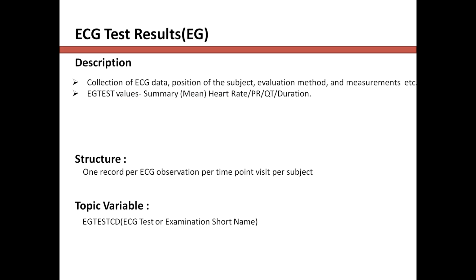Another domain in the findings is ECG test results, called the EG domain. It describes the collection of all ECG data, the position of the subject, the evaluation method, measurements, etc. The topic variable is EG test code, and the structure is one record per ECG observation, per time point, per visit, per subject.